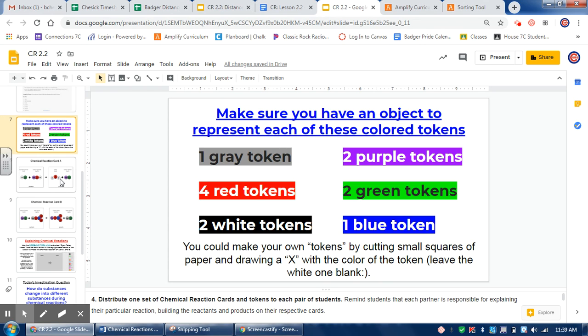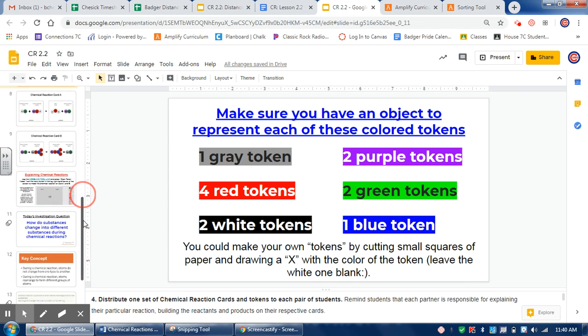Maybe I use Legos to represent my white tokens. I might find 2 white Legos instead. I might use paper clips for my purple tokens. I would find 2 paper clips. So you're going to have to get all of this put together and organized before you do the activity.